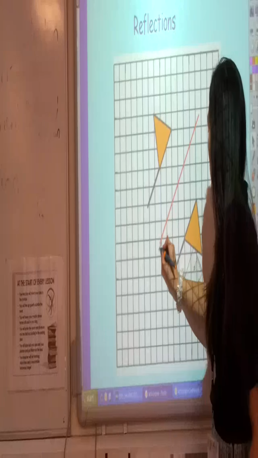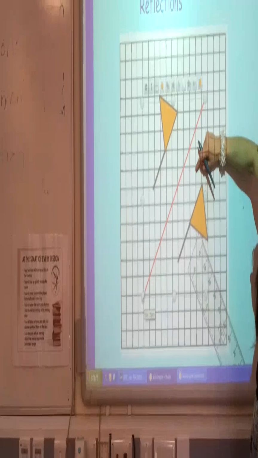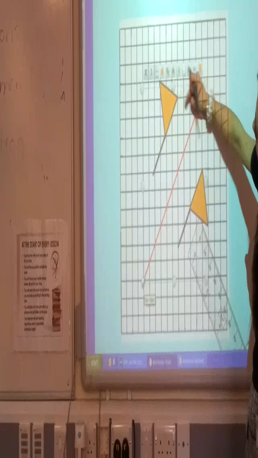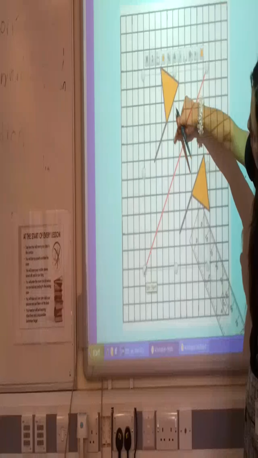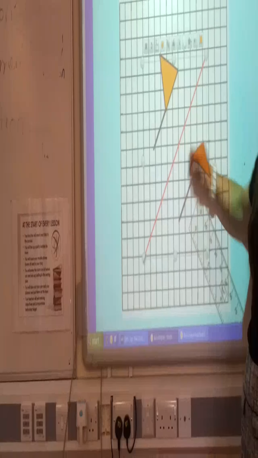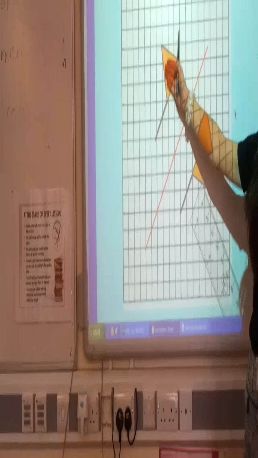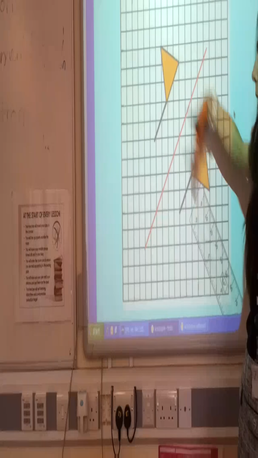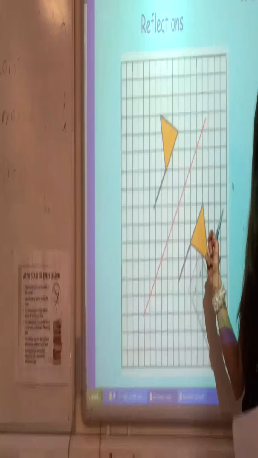Just make it a little bit longer. And now that distance there, 1, 2 squares, is the same as that distance there, 1, 2 squares. If I go further down, 2 squares, 2 squares. So that is the mirror line that reflects this onto here, or this onto here. And that's what you need to be able to do to secure your level 4.